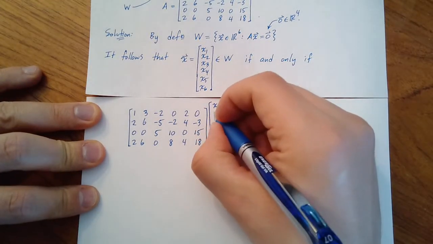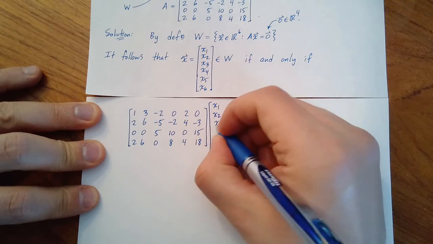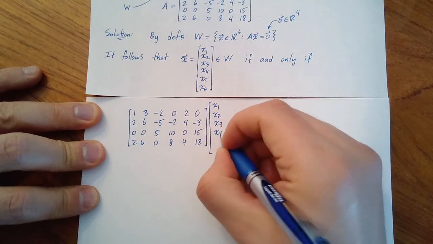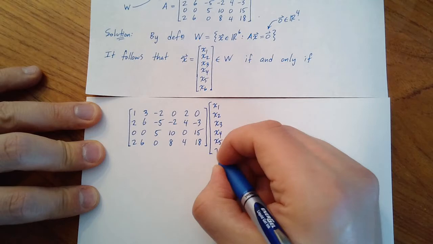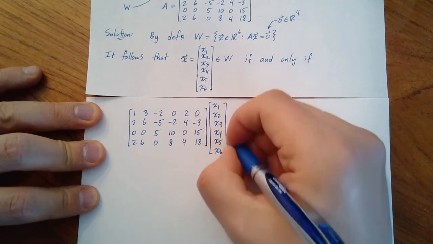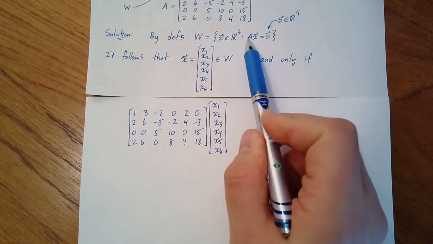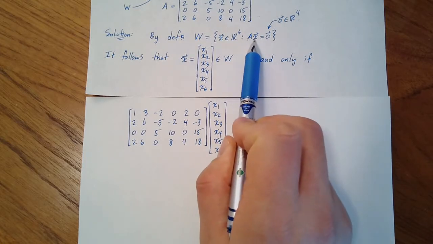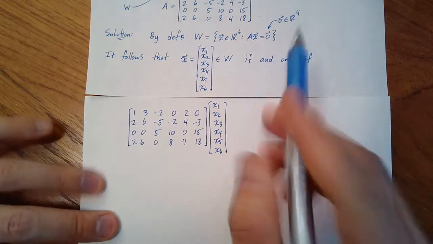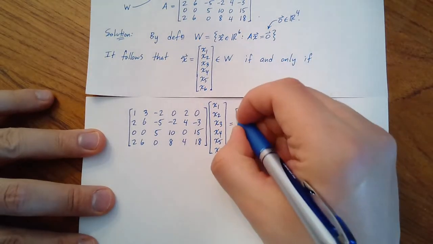So we've got x1, x2, x3, x4, x5, x6. So really what I've now written out is the left-hand side of this equation: the entries of A, and the coordinates of the vector x, and on the right-hand side we're going to get the 4-dimensional 0 vector.